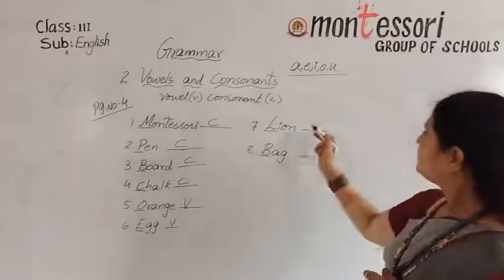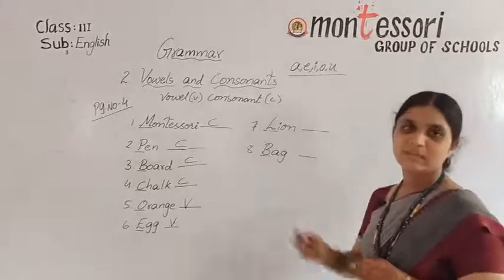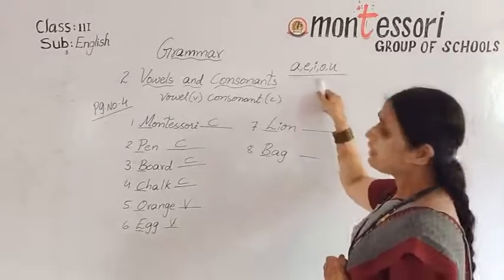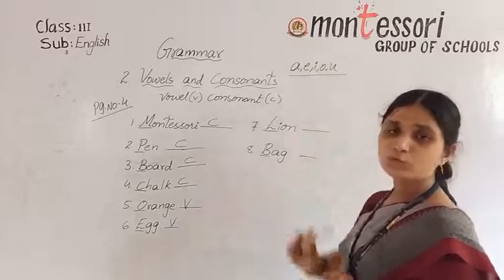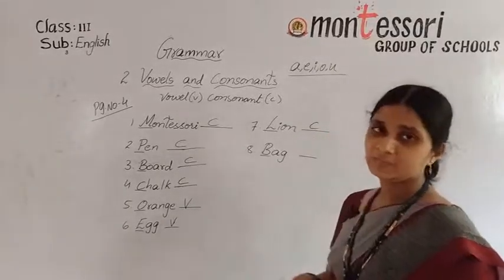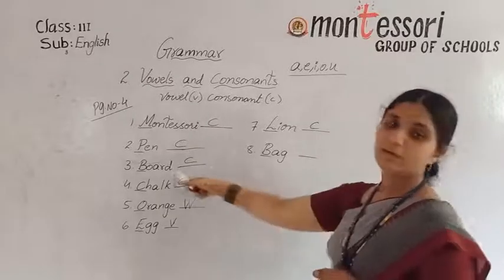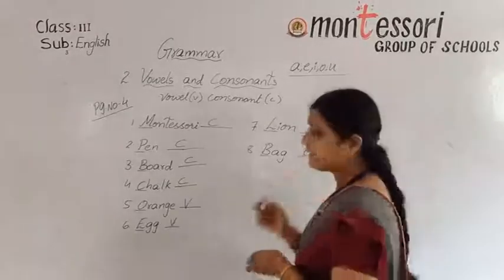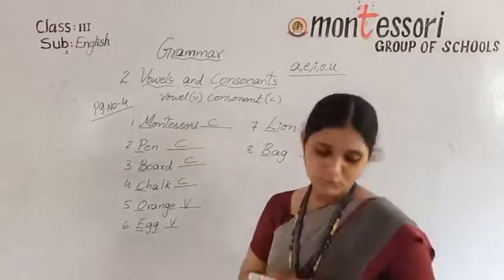Okay. Then, lion. L. Is L there in these 5 letters? No. So, it is a consonant. Next, bag. Board is already given. Bag. So, consonant itself. So, like that, you have to solve, my dear.